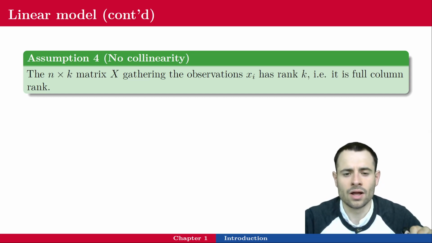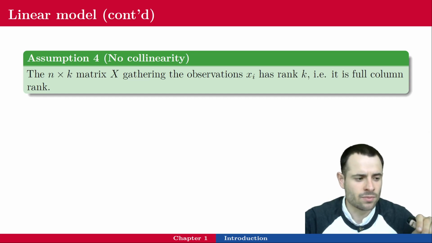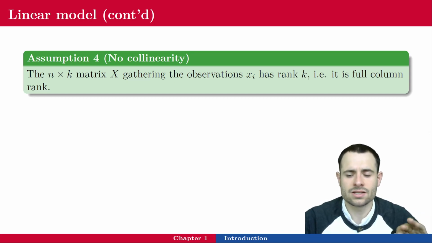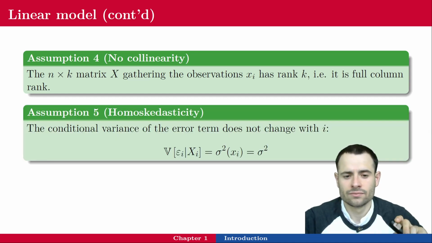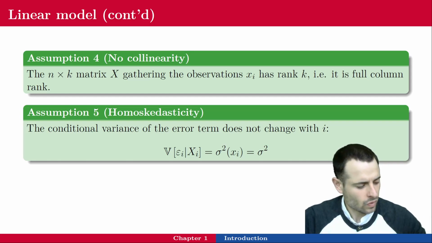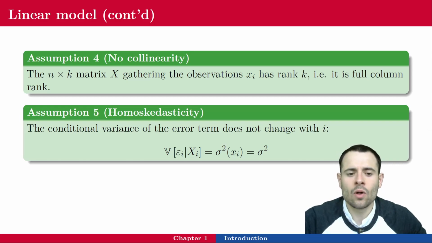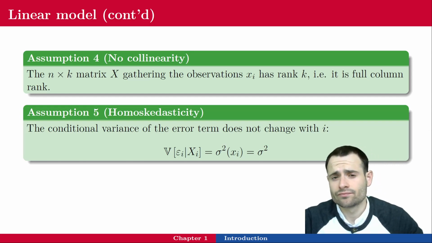That's a technical mathematics statement, so don't worry guys, that's not a big deal. What you need to understand is no collinearity, and I will explain this in a minute. Lastly, assumption 5 is what we call homoscedasticity.